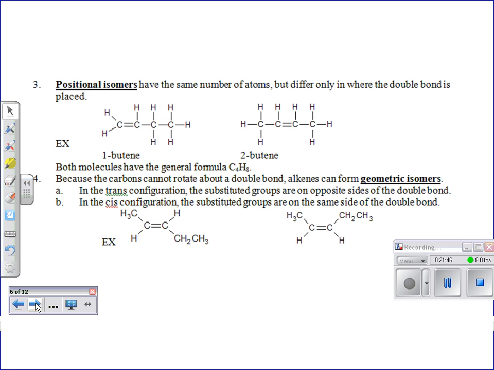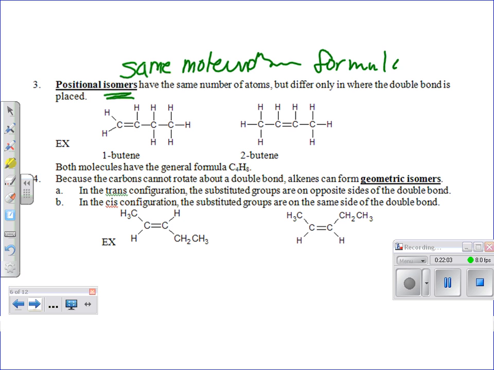Okay, another isomer. Remember we said that for an isomer, it just means it has the same molecular formula. Same molecular formula. However, for a positional isomer, it has a different place where the double bond is. If we compare these two, we're saying these two are isomers of one another because the molecular formula is the same, but instead the position of that double bond is different. So it's a positional isomer that we see.